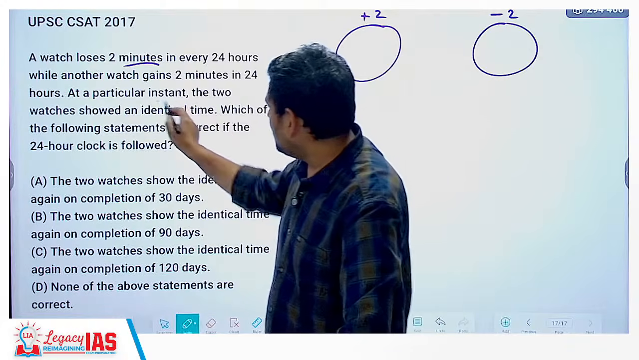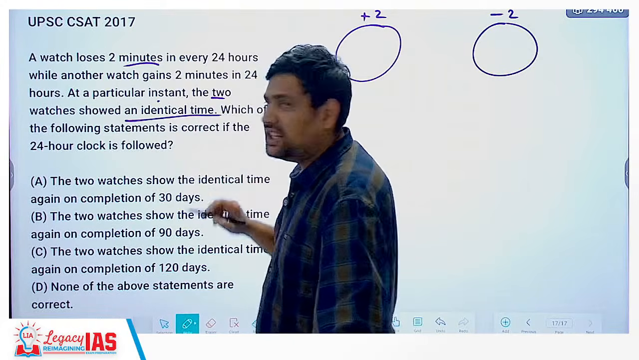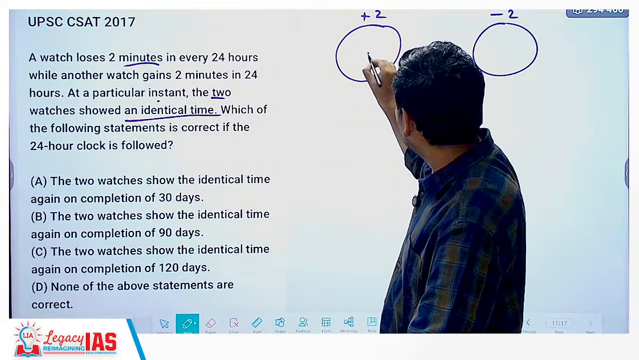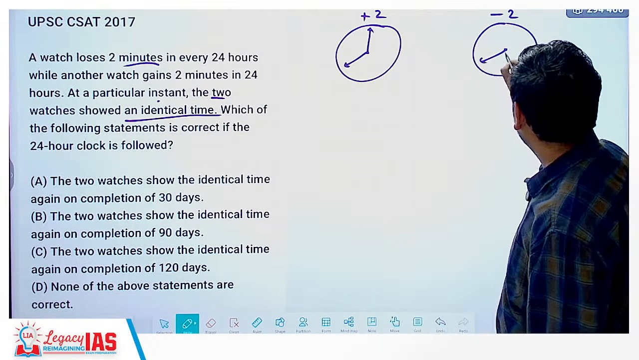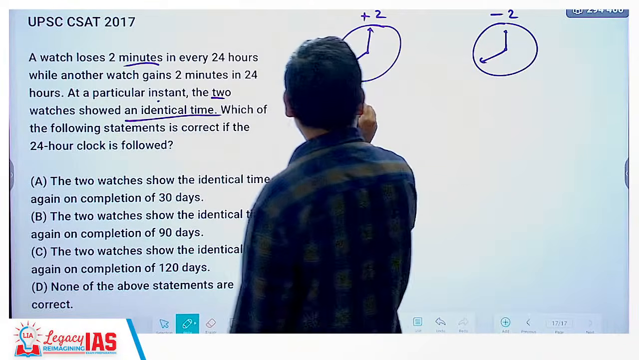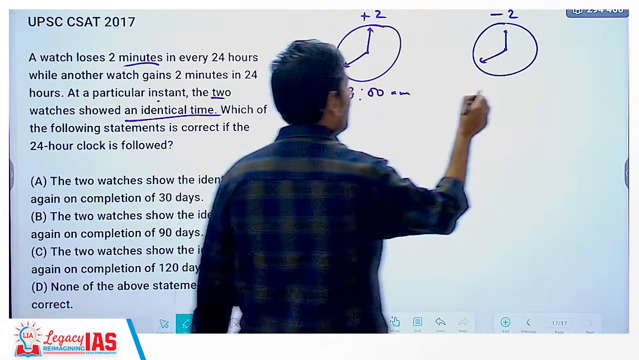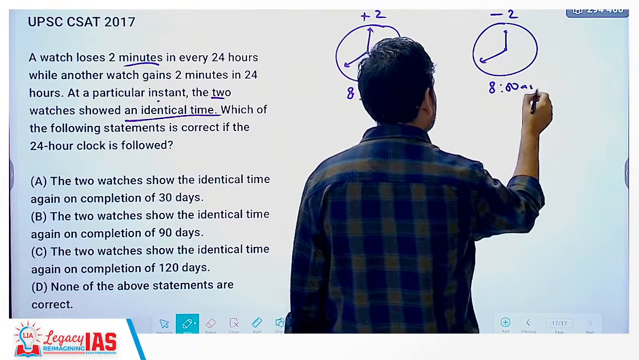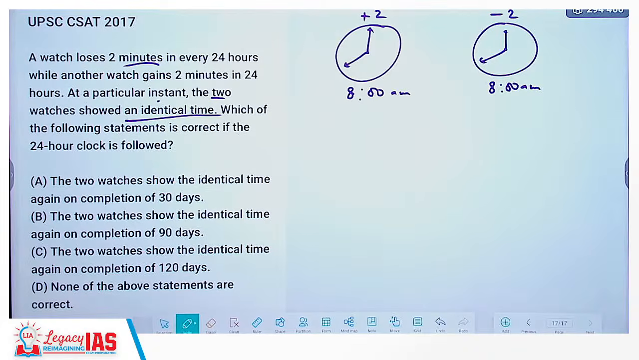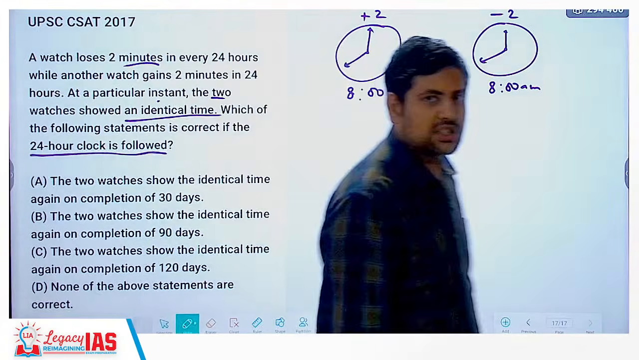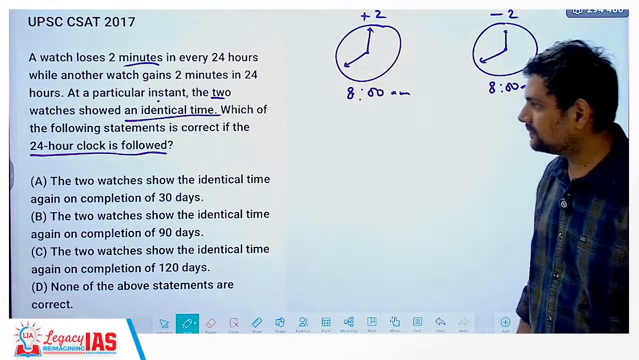Now, at a particular instant, the two watches showed an identical time. Identical time may be anything. Let's say they both showed 8 a.m. So this was 8 a.m. here and 8 a.m. here as well. Correct? In both the situations, it is 8 a.m. Then it is asked, which of the following statements is correct if a 24-hour clock is followed? This you need to find.